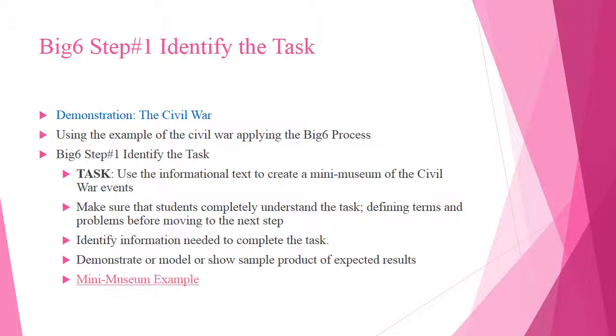Big Six step number 1 is identifying the task. For this demonstration, we're going to use the Civil War as an example. Using the example of the Civil War, we're going to use the task of using the informational text to create a mini museum of the Civil War events. With this task, students will be given information to choose from and to create their mini museum. Students will make sure that they understand the task by defining terms and problems before moving on to the next step.